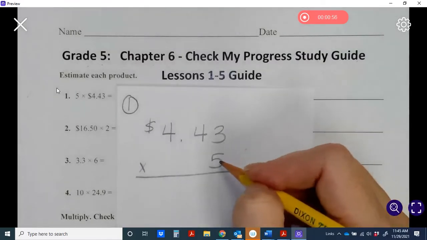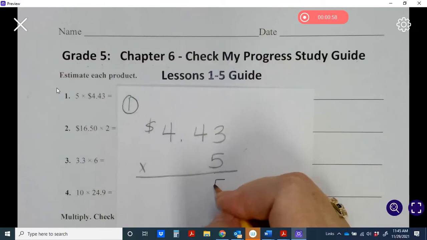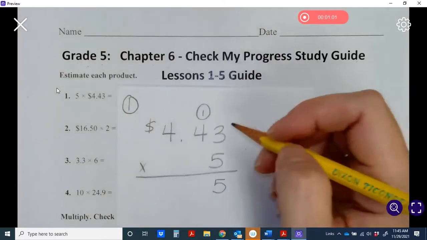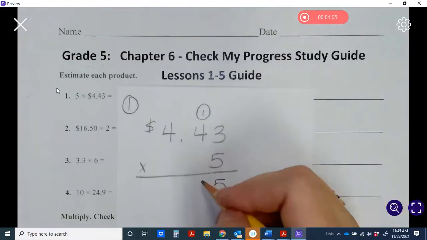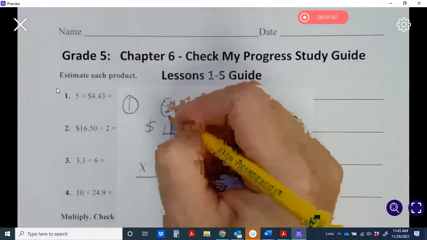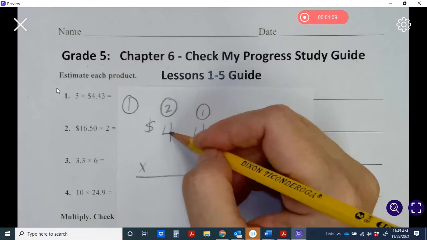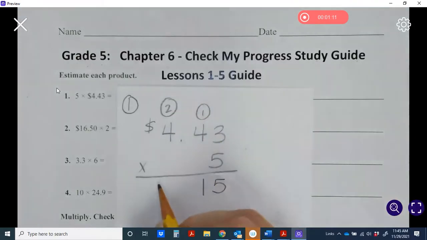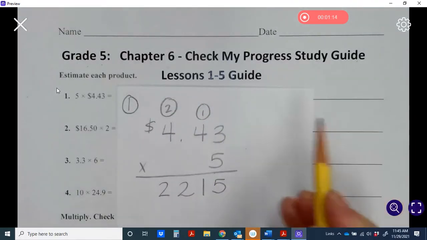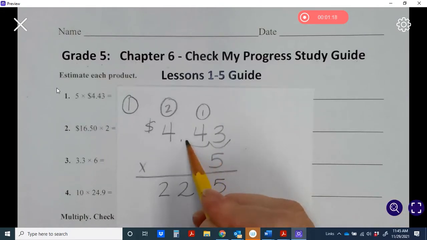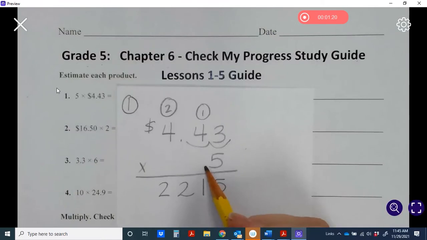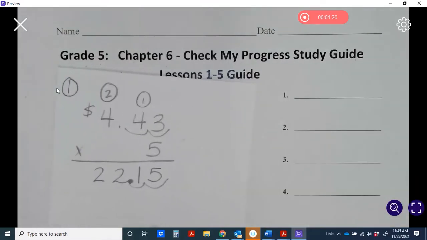Okay, let's begin. 5 times 3 equals 15, carry the 1. 5 times 4 is 20, plus 1 is 21, carry the 2. 5 times 4 is 20, plus 2 is 22. We count the number of decimal places in our problem. I have 2 in my top number and none in my bottom number. So I have 2 in my answer. So my answer is 22 and 15/100ths.